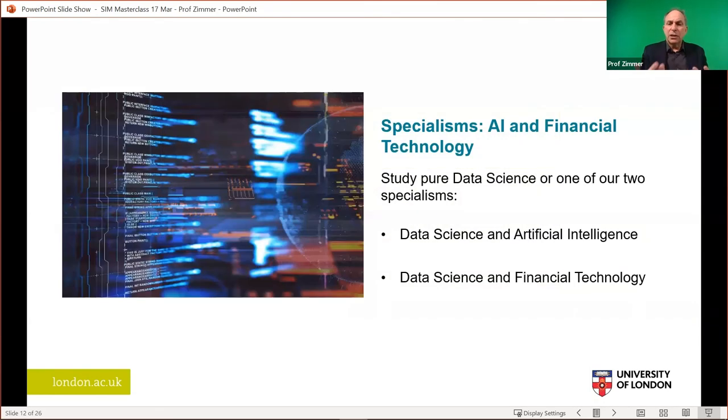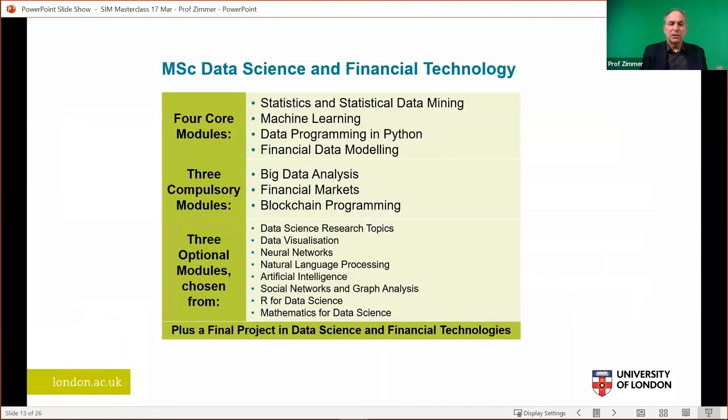Okay, and so there's two specialisms. You can do an artificial intelligence specialism, or you can do a financial technology specialism. The artificial intelligence one, you would do all the machine learning and artificial intelligence modules. Financial technology, you do the applications in finance and the sort of things I talked about.